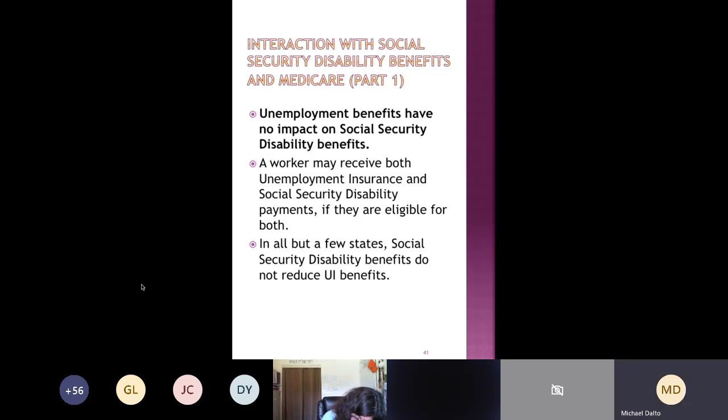So a person can be eligible for both UI and Social Security disability at the same time. We know the UI will not reduce the Social Security disability, and in all but maybe 4 states, Social Security disability will not reduce UI benefits either. So in almost every state, about 46 of them, a person can be receiving both their full Social Security disability and whatever unemployment benefits they qualify for.